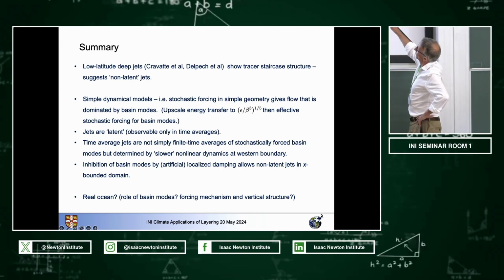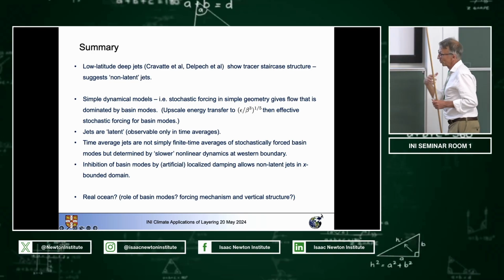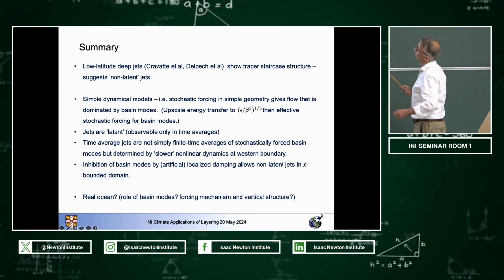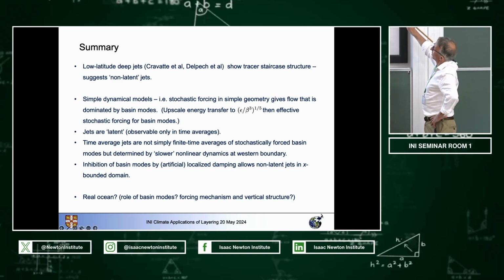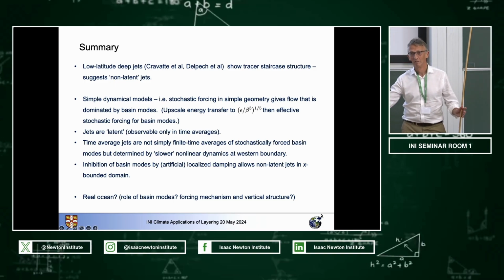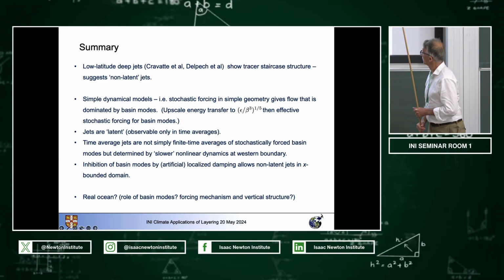basically, these observations, in particular the tracer observations, right? They've shown a tracer structure. They suggest what I would call non-latent jets. If you go to the simplest model you can think of, then you get a flow which is dominated by Basin modes, and that's a mechanism for meaning that the jets are latent. They can only be observed in the time averages. If we inhibit the Basin modes, then we can now achieve jets in a domain which is confined. Okay, the confinement by itself is not a problem.